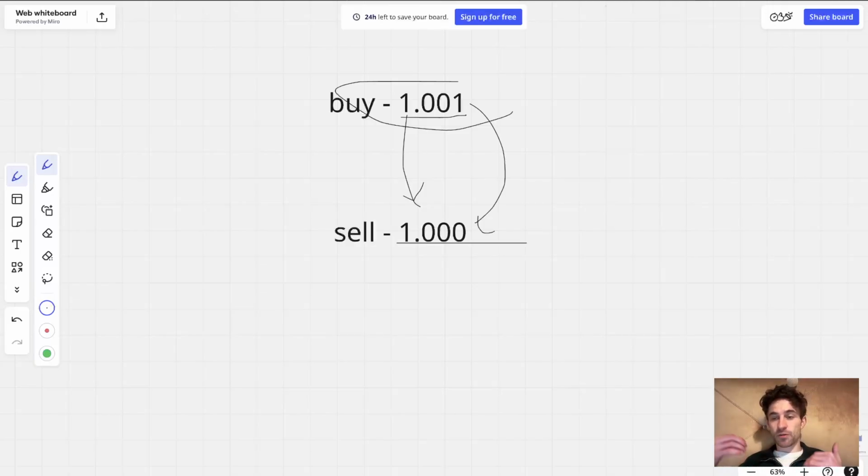If you're trading, you might have noticed that your profit and loss always starts slightly negative, and that negative amount is the spread. So that's basically how spreads work.